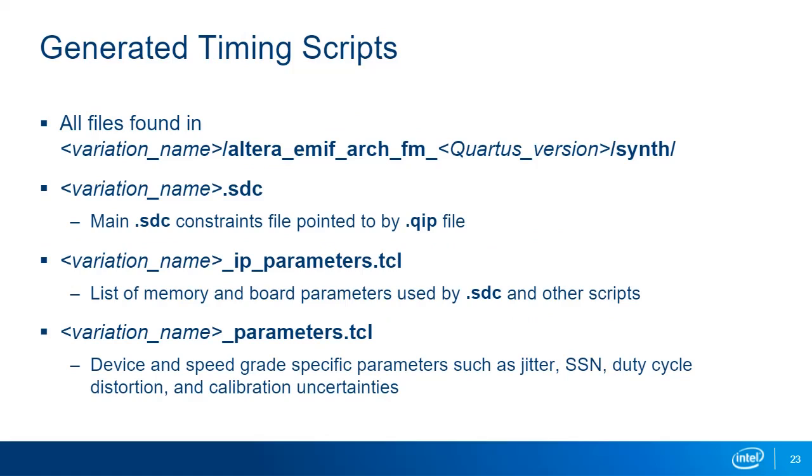When the IP is generated, several timing-related files are created and stored with the main design files in the synth directory shown. The main.sdc file is pointed to by the .qip file. It is not necessary to manually add this file to a project. The ipParameters.tcl script lists a number of parameters that were set when the IP was configured in the parameter editor. These parameters are used by the .sdc file and other scripts. The parameters.tcl script provides device-specific parameters.